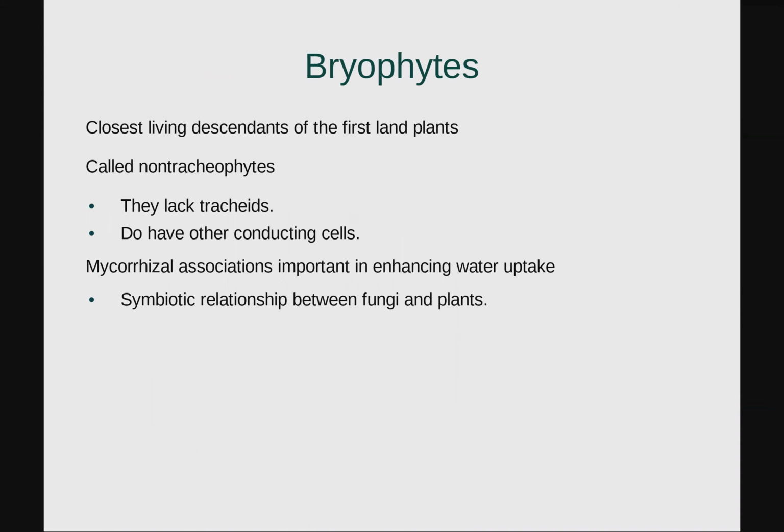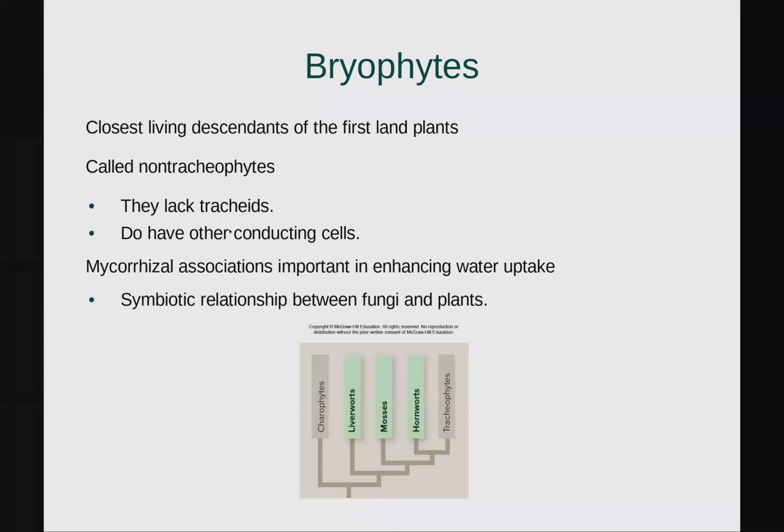So let's dive into our first major group of plants on land, which we call the bryophytes. These are the closest living descendants of the first land plants. So they are evolutionarily speaking the oldest. Now, these are non-tracheophytes, i.e. they lack vascular tissue. They do not have xylem and phloem. But they do have other types of cells, which we call conducting cells that help move things around them. Now, the important thing for bryophytes is actually those fungal mycorrhizal associations, allowing them to have water uptake. So in our bryophytes, we have our liverworts, mosses, and hornworts. So let's dive into those.